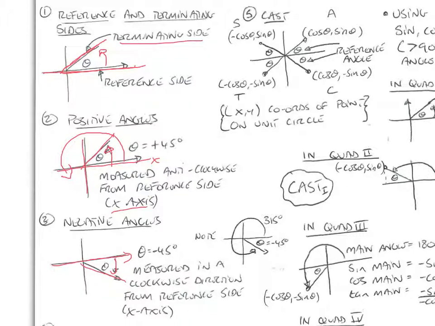So here that could be something like theta is plus 45 degrees, whereas here theta is minus 45 degrees. And it's just worth noting that if we have an angle equal to minus 45 degrees, then that is the same as plus 315 degrees, i.e. 360 degrees minus 45 degrees.